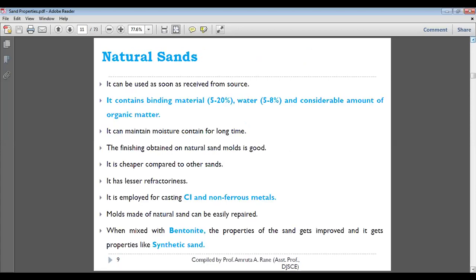Natural sands contain 5 to 20% binding material and 5 to 8% water. These are natural sands that are excavated from the beds of rivers, lakes, and sea, etc. These are employed for cast iron and non-ferrous metals. So bentonite is used in synthetic sands. The properties of the sand get improved. Bentonite is the basic constituent of these sands, cheaper compared to other sands, with lesser refractoriness. So natural sands are there.